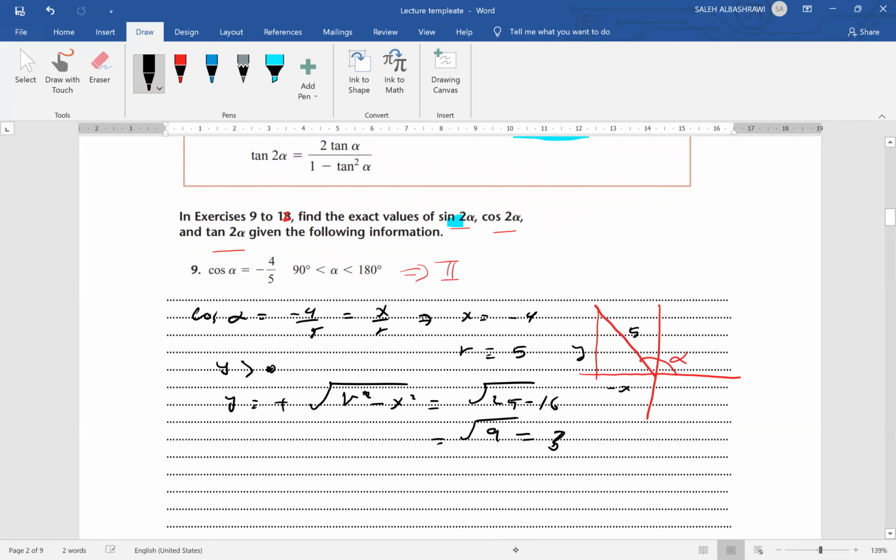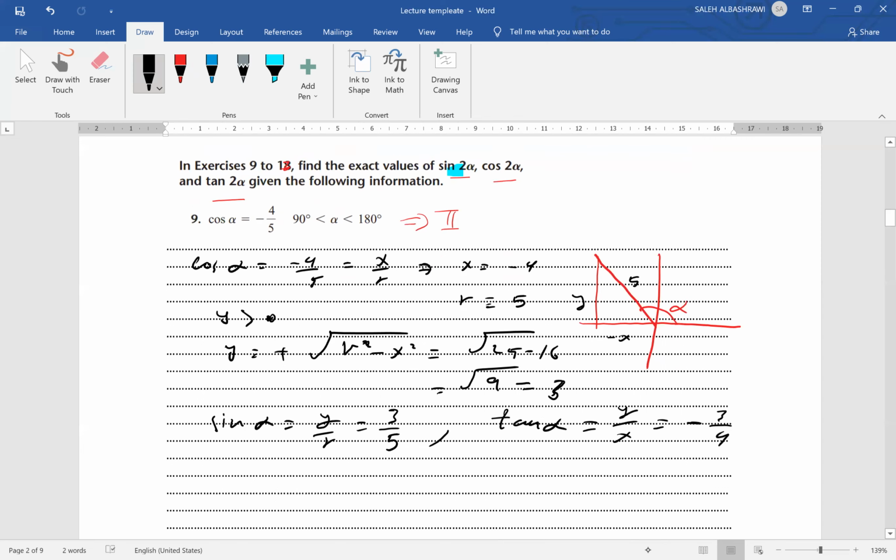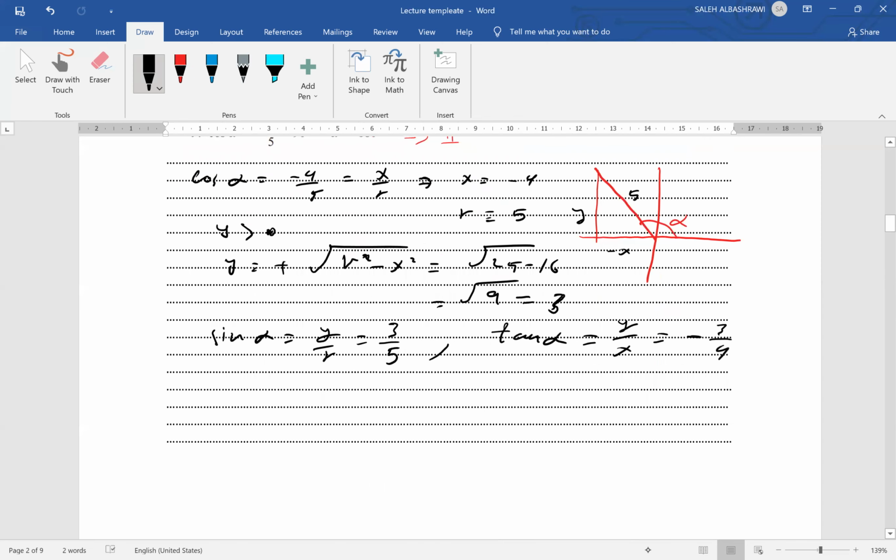From this, we can find sine alpha. Sine alpha, which is y over r, is equal to 3 over 5. Also, I need to find tangent. Tangent alpha, which is y over x, will be minus 3 over 4. Now I have sine alpha, I have tangent alpha, we can find sine 2 alpha, cosine 2 alpha, and tangent 2 alpha.